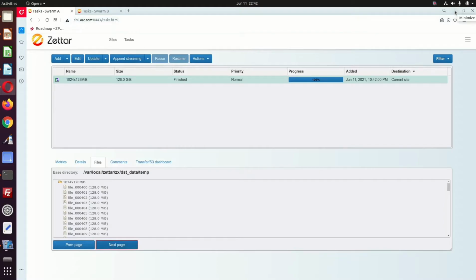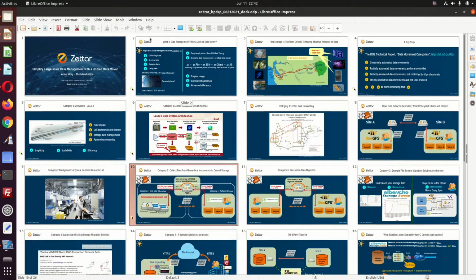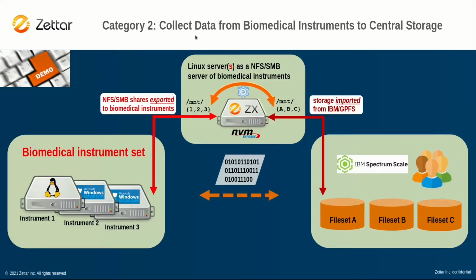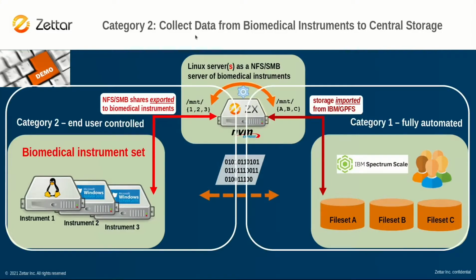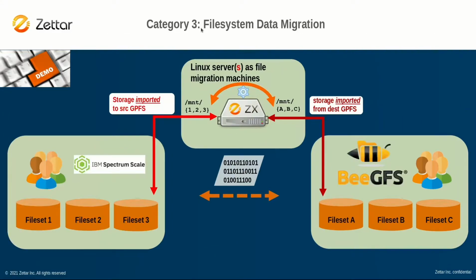Let's move it aside and take a look at this slide again. Note that with this solution architecture, the left side is mapped to data movement category 2, the right side to category 1. Let's move to category 3. We'll use file system migration as an example. If you need to migrate a few petabytes of data from IBM Spectrum Scale to BeeGFS, what do you do? Buy an expensive file system replication solution, using rsync or pf2? No, let ZX SSM help you.